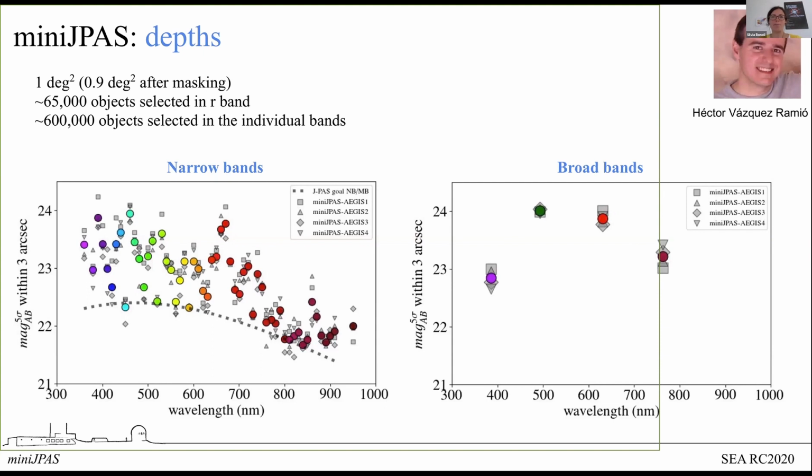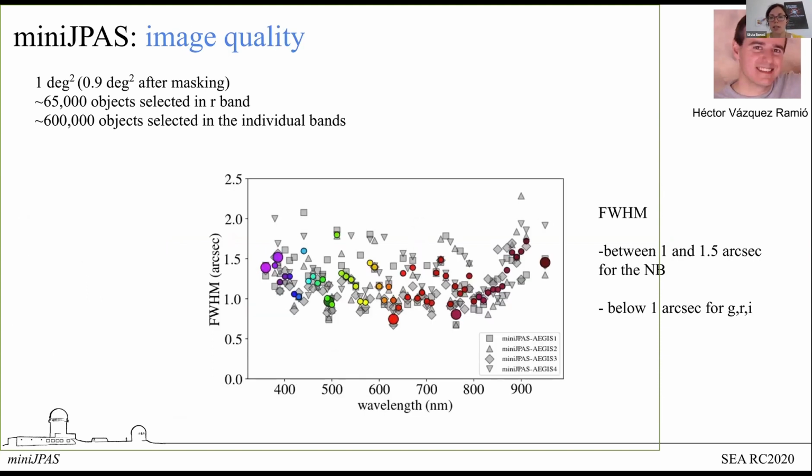Regarding image quality, all the observations of the narrow bands are always below 2 arcseconds, with the broadbands being observed, in particular the r band, in the best nights, and with the averaged full width at half maximum of the images being about 0.7 arcseconds.